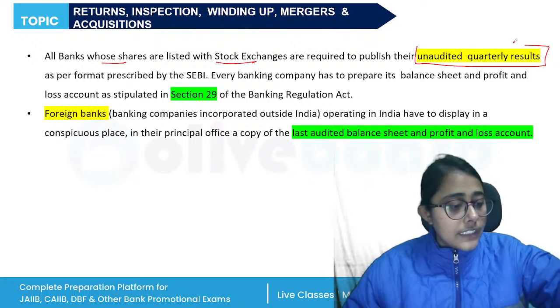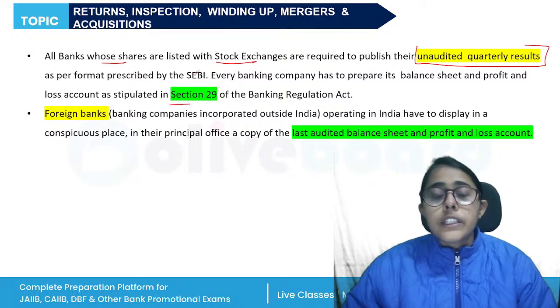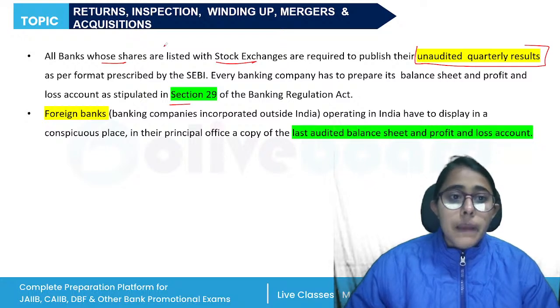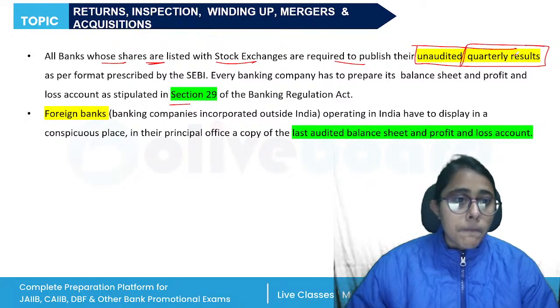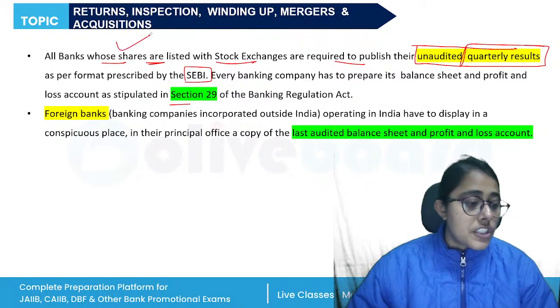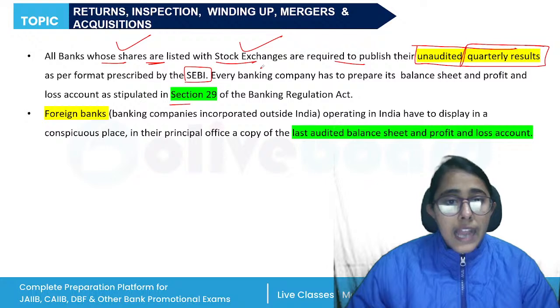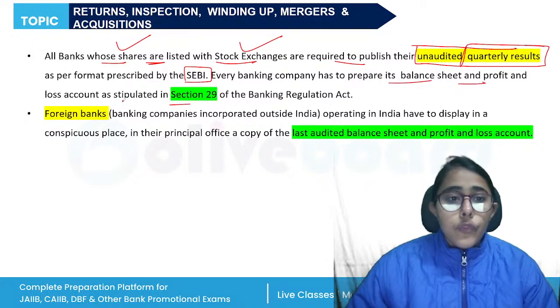When we are studying this chapter, first we need to see the different types of returns, the section, and at what time they are required to be published. Those banks with shares listed on stock exchanges publish unaudited quarterly results on a quarterly basis, as per the format prescribed by SEBI. Why SEBI? Because we are talking about shares and stock exchanges. And every banking company has to prepare its balance sheet and profit and loss account, which is stipulated in Section 29 of the Banking Regulation Act.